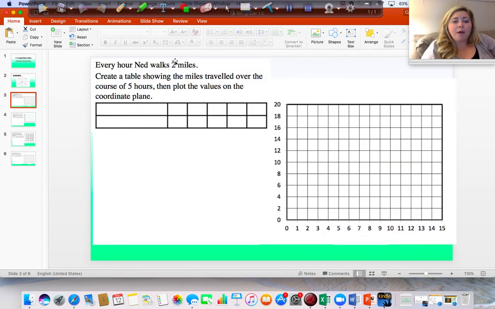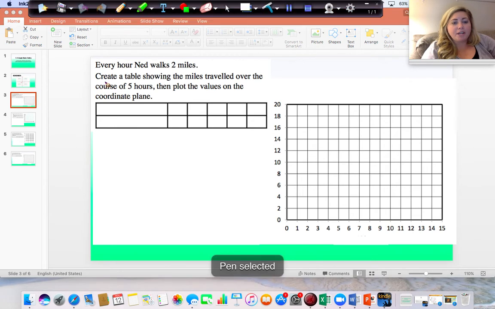Okay, so I'm not requiring you to write this whole sentence down up here because you've already done this on your homework from last night. But I'm just going to rewrite the table for you so that you remember what it is. Okay, so Ned walked. For every 1 hour he walked 2 miles. So for his first hour, he walked 2 miles. For his second hour, he walked 4. His third hour, 6. His fourth hour, 8. And his fifth hour, 10 miles.